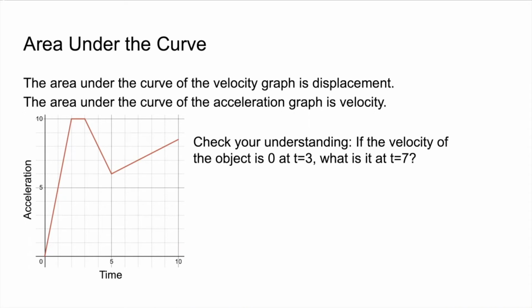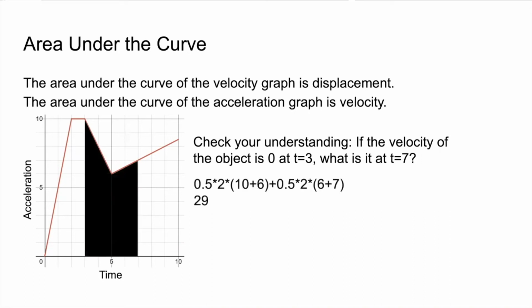Now suppose that the graph is an acceleration versus time graph. If the velocity of the object is 0 at t equals 3, what is the velocity at t equals 7? The solution will come in 3, 2, 1. So this is still an area under the curve problem, except with different bounds. This time we have two trapezoids. Using the formula for the area of a trapezoid, we get the area is 29. So the velocity of the object at t equals 7 is 29.